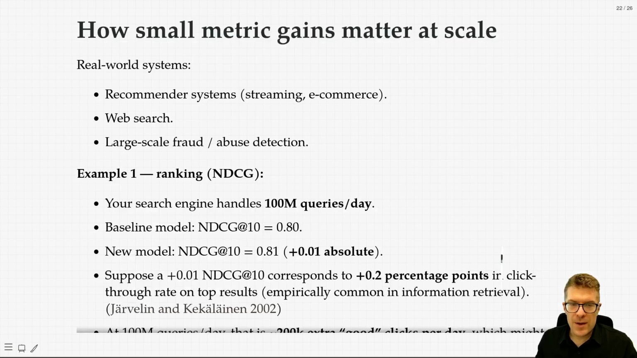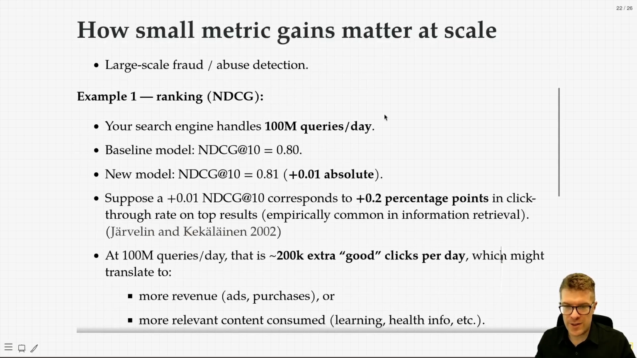Our search engine might handle 100 million queries a day. This is not unheard of, even with small startups in our local community. There are some startups that are having massive uptake like this. Okay, so we have a baseline model that we've been running on our platform. The NDCG at 10 is 0.8. And then we put some energy into improving the model. We've done an experiment, and the new NDCG at 10 is 0.81.